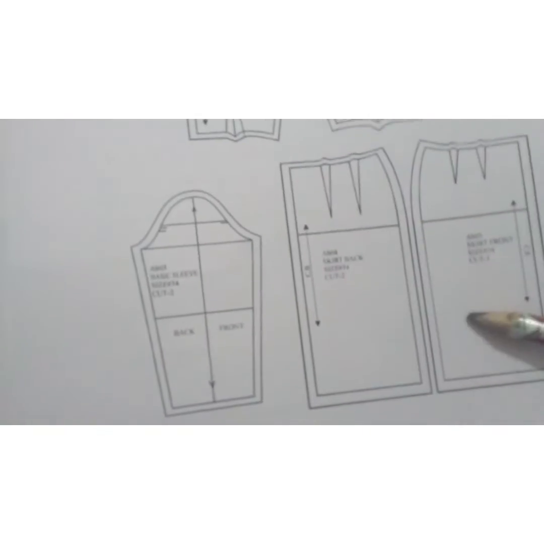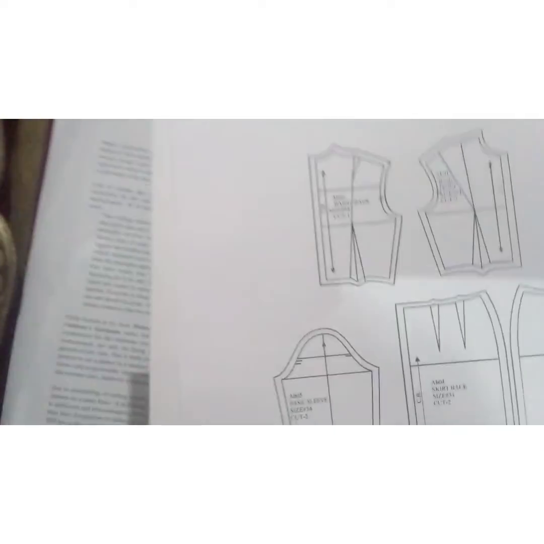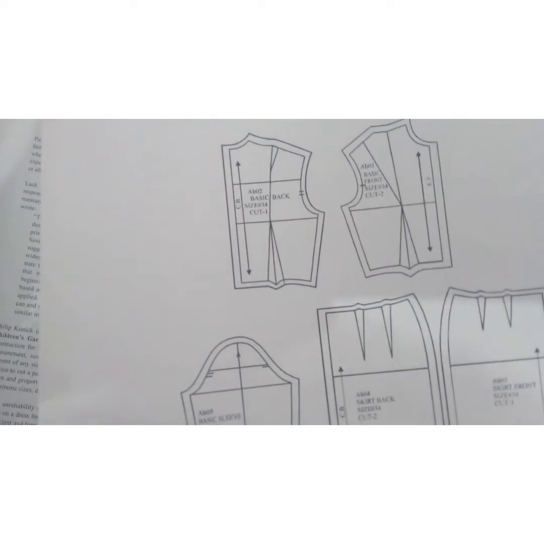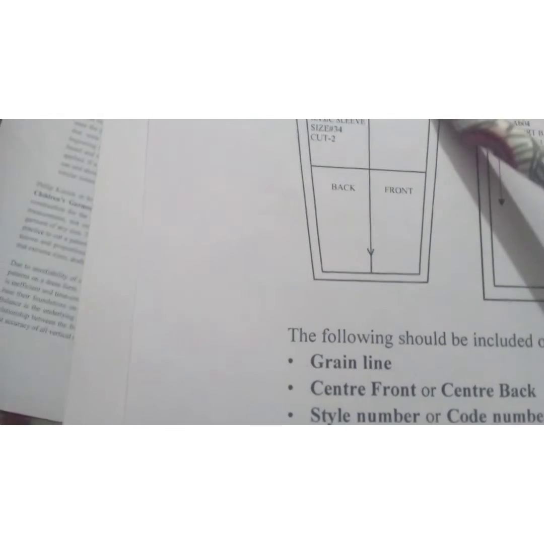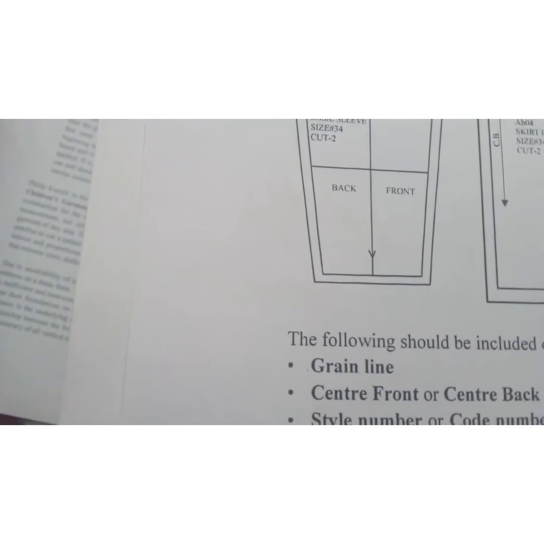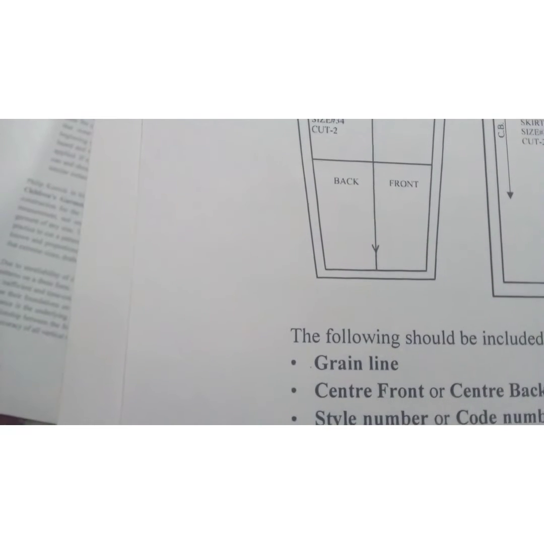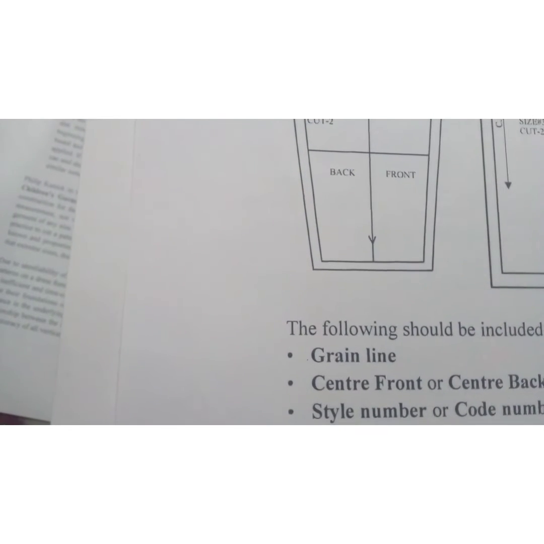Again, this page, the pictures are put in. This is our skirt pattern, but here is the seam allowance. You see, this is the seam allowance. Whatever this side is, it is your seam allowance. The following should be included on the pattern. How many things do you have to include in the pattern? One is the grain line. I told you what the grain line is: the middle part of the pattern is called the grain line.